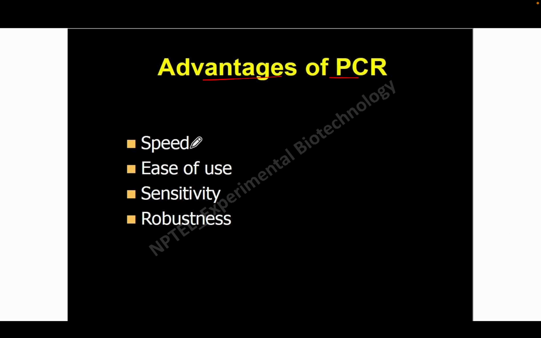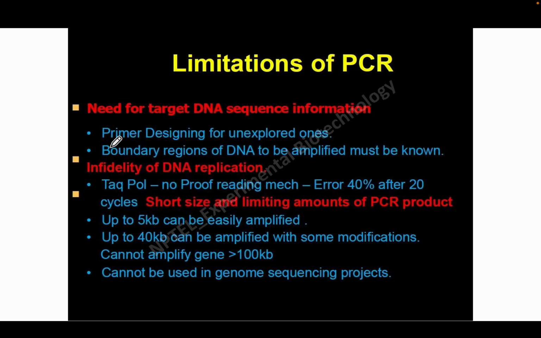Advantages of PCR: it speeds up your reaction, ease of use, higher sensitivity, and robustness. Limitations of PCR: need for target DNA sequence information, primer designing for unexplored ones, boundary regions of DNA to be amplified must be known. Infidelity of DNA replication: Taq polymerase has no proofreading, so around 40% after 20 cycles. Short size and limiting amount of PCR product. Up to 5 kb can be easily amplified, up to 40 kb can be amplified with some modification, and it cannot be used in genome sequencing projects.